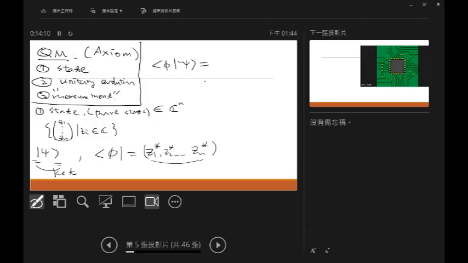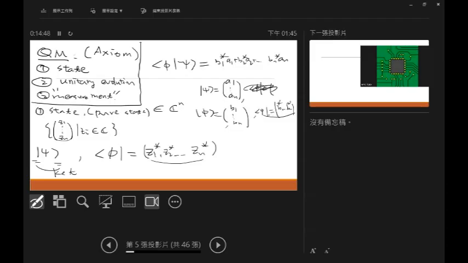So let me just write clearly. If psi is a1 up to an, and phi is b1 up to bn, then what's this inner product? Just take b1 star a1 plus b2 star a2 plus up to bn star an. So you can just do this as a matrix multiplication. However I write phi as this, then phi the complex conjugate will just be a row vector, and then you just do the matrix multiplication of this vector and this vector, and you will get inner products. Simple enough. Any question?